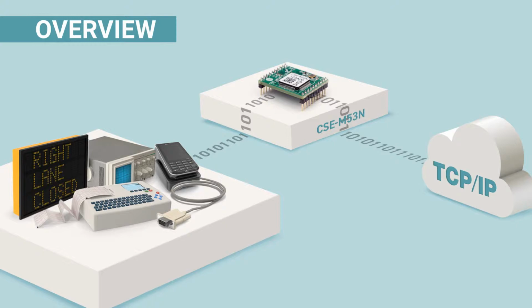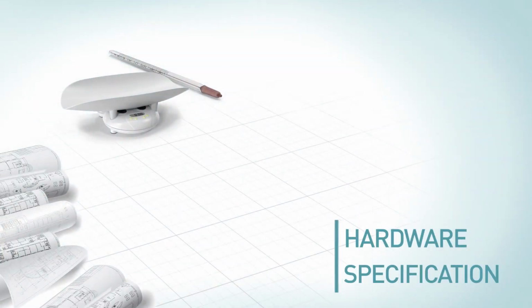In addition, it features industrial operating conditions. Like other ezTCP products, it is very easy to use; users just need to configure it in a few steps. Let's look at the hardware specification.